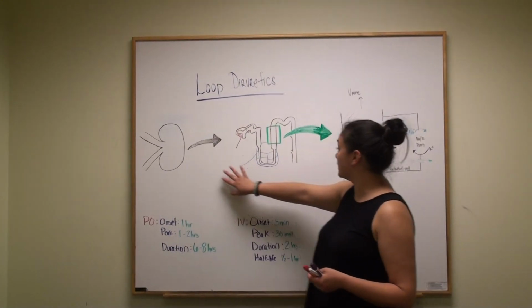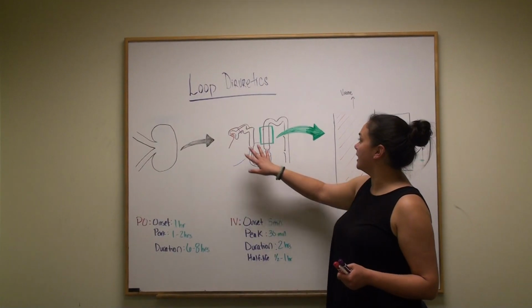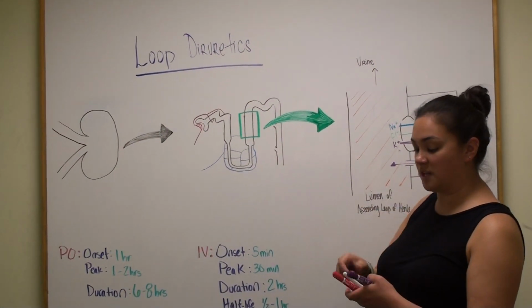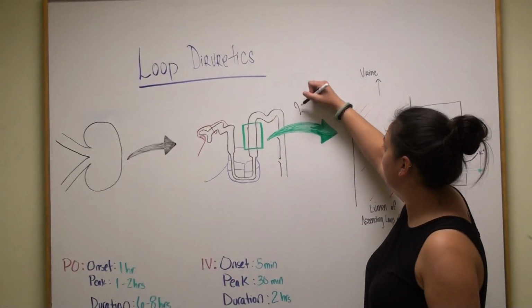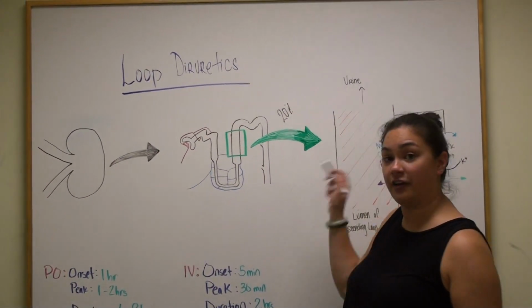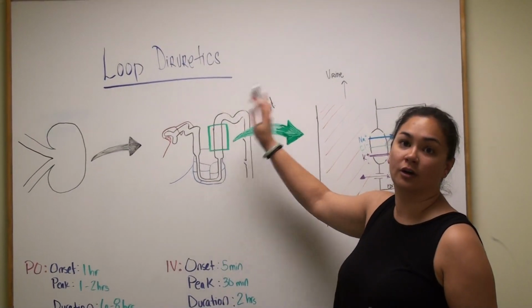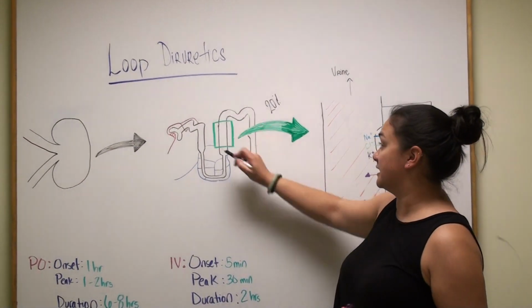Here's an image of the nephron, and they actually work in the ascending loop of Henle. This is where about 20% of your diuretic effect is going to occur, which is the area of greatest diuresis within the nephron. So you'll be able to get the most water out of the person in this area.